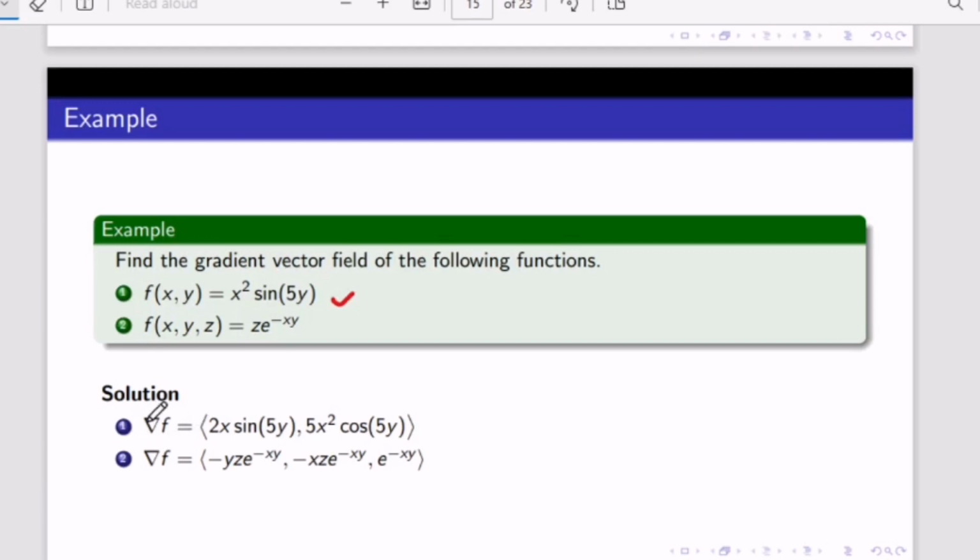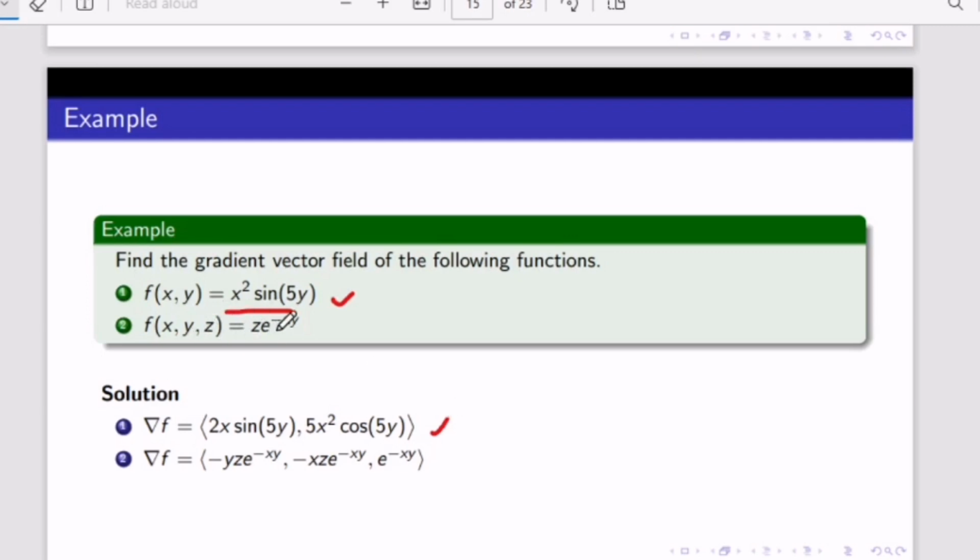So you're finding the gradient vector field. You just need to bring in the bracket. You partially differentiate with respect to x, which gives you 2x sin 5y. Then you differentiate with respect to y: differentiating the one in the bracket gives you 5, multiplied by x squared, then cos 5y. As I told you, this is in terms of 2 variables, so you only do the partial derivative with respect to those 2 variables.